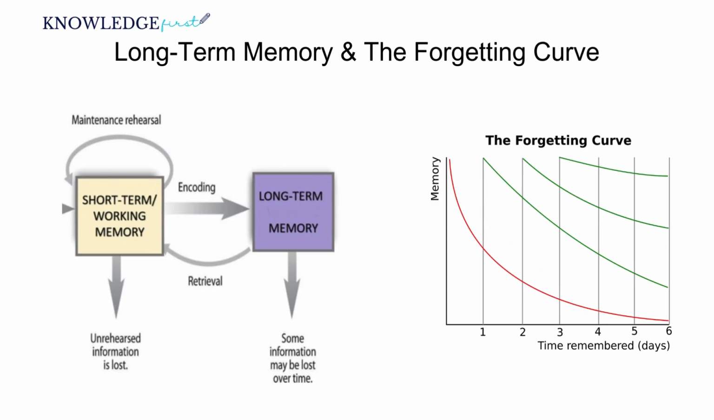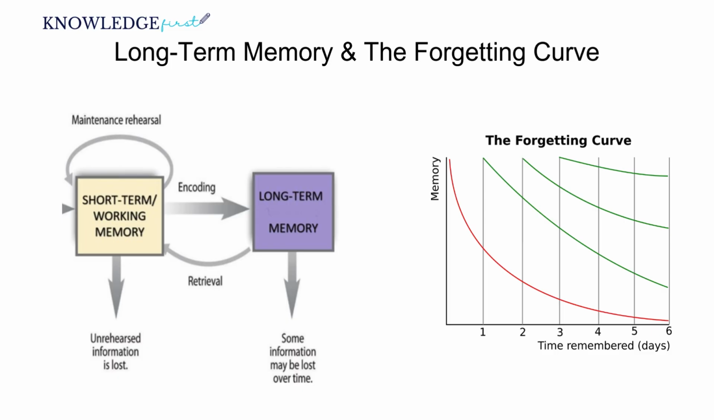Our Knowledge First approach is rooted in cognitive science. On the left, we are looking at a simple model of the brain, which contains two kinds of memory. Our working memory can be thought of as our ability to hold and manipulate a small amount of information in our minds. The amount of information we can hold in our working memory is extremely limited. Most information that enters our working memory is quickly forgotten.